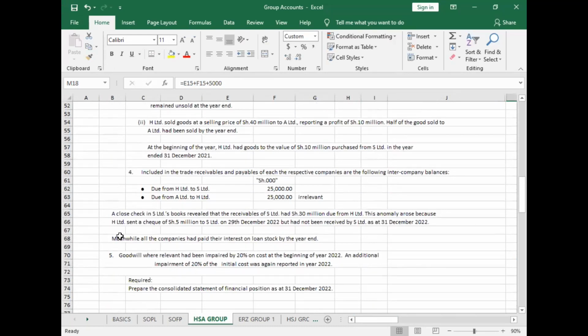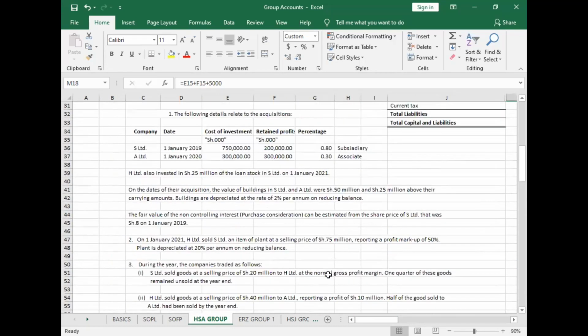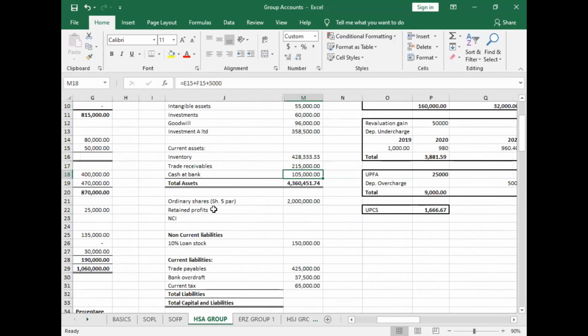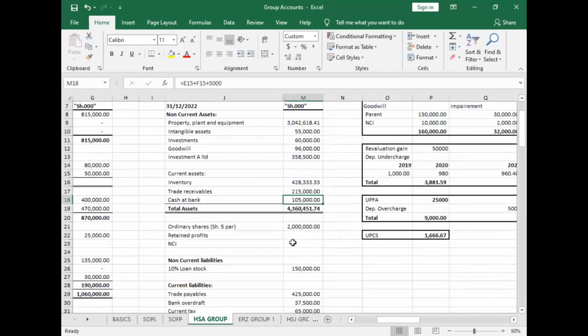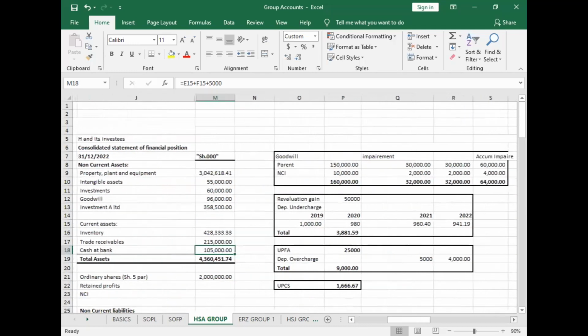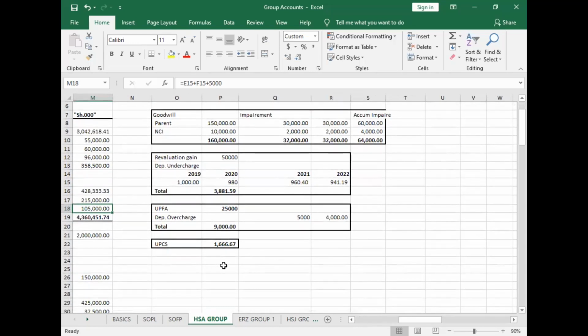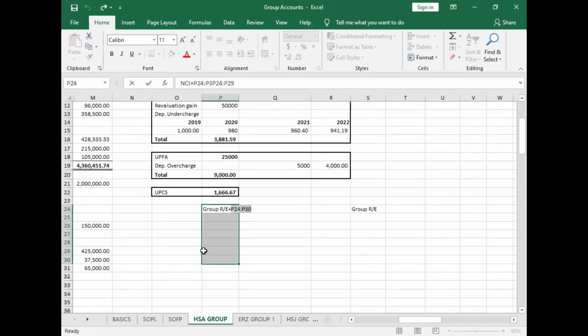So the goodwill part, I think we already did, isn't it? So what we are remaining with, the retained profits and NCI, and our statement will be over. So maybe these two I want to calculate together because they go hand in hand. So maybe I can put them here: I'll do NCI, and then somewhere here I'll do group retained earnings.